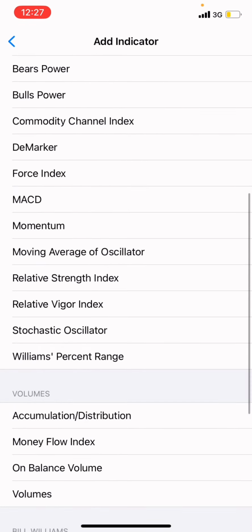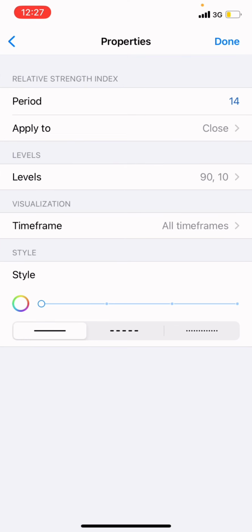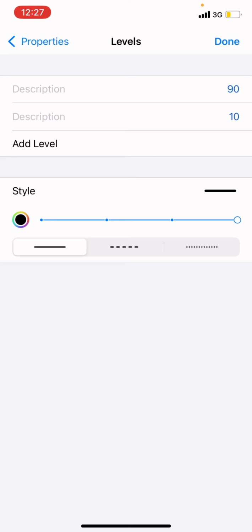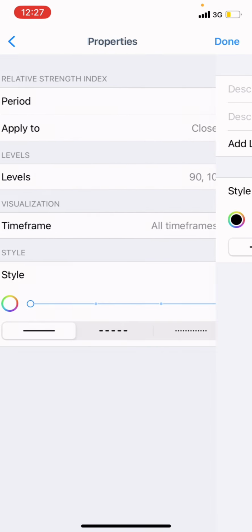Put on the RSI, Relative Strength Index, period 14, apply to close. These are the parameters: level 90, level 10, the style on 4 pixels.